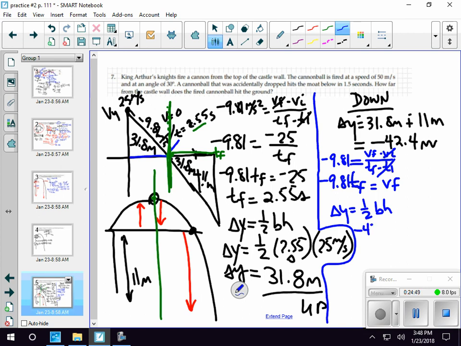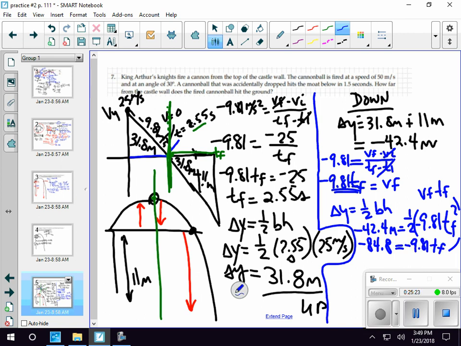So negative 42.4 meters equals 1/2 times negative 9.81 TF squared. As you can imagine, I'm substituting in for VF, TF. I just skipped a step because I'm getting tired. What can I say? All right, negative 84.8. Again, multiply both sides by 2. Don't multiply by 1/2. That makes no sense. All right, equals negative 9.81 TF squared.